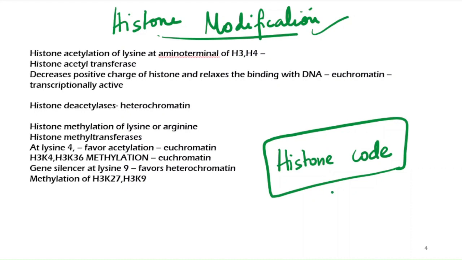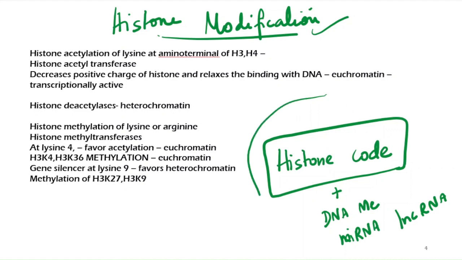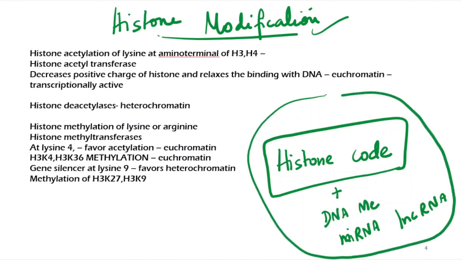So histone code, along with DNA methylation, and the third point, what did I tell you? It is the involvement of microRNA or long non-coding RNA. Along with these, they give the epigenetic modifications. Of these, histone code is very important, and histone code tells us about the histone modifications.